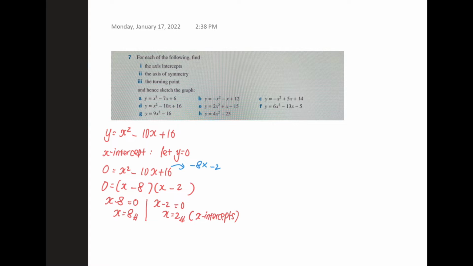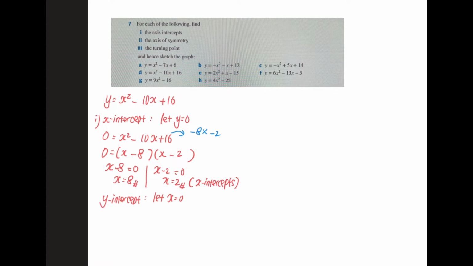Okay, this is part 1. Now we need to find the y-intercept. To find the y-intercept, basically we let x equal to 0. Imagine we substitute 0 into the x's, then we have to work out the y. So we get y equals 0 squared minus 0 plus 16, so y equals 16. This is the y-intercept. Okay, so this is part 1.